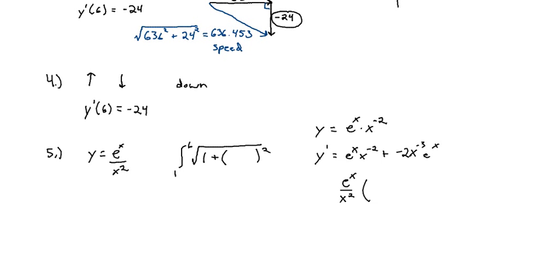Actually, you could pull out an e to the x and an x squared, right? Times 1 minus 1 over x is all that's left over. Nope, 1 minus 2 over x. Don't want to forget the coefficient. And so all that has to go in here.